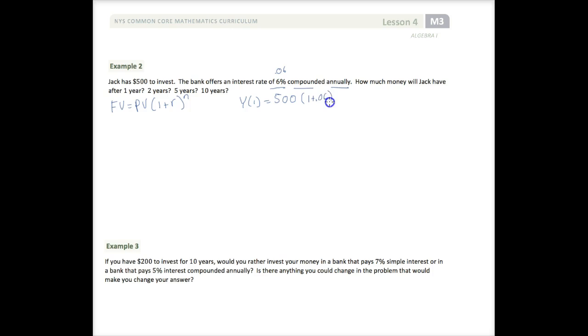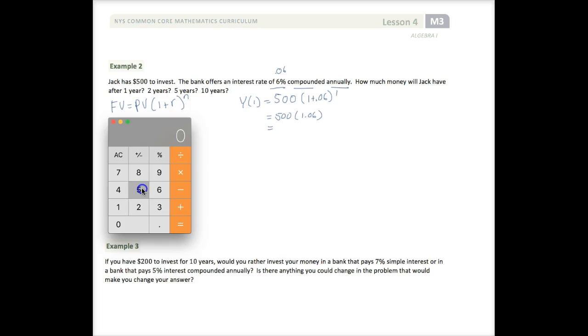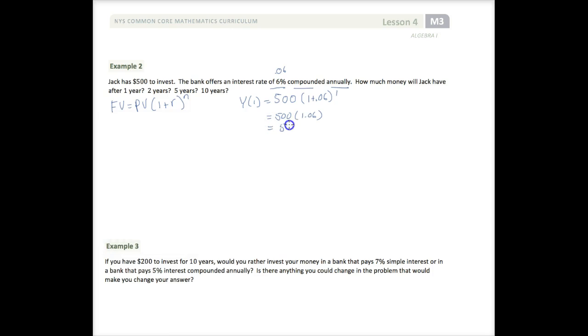0.06 to the 1 power. This is going to be 500 times 1.06. I'm going to bring up the calculator. So we're looking at 500 times 1.06, and that's going to give us, and it's going to disappear, so hang in there, $530.